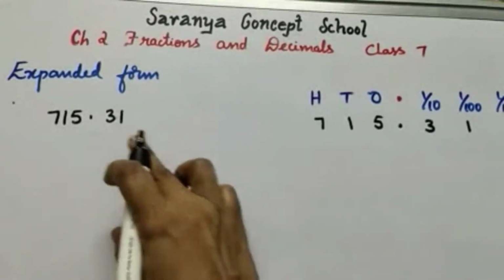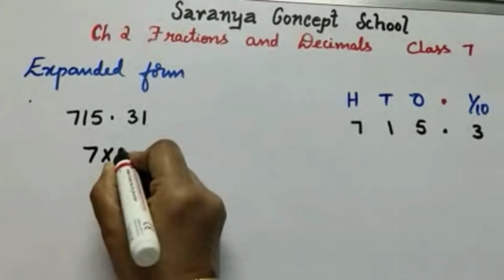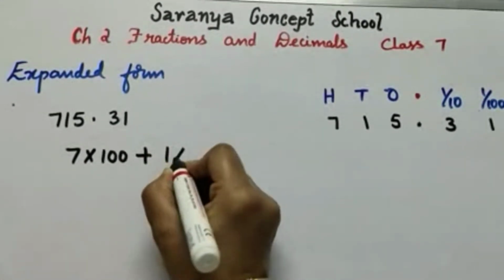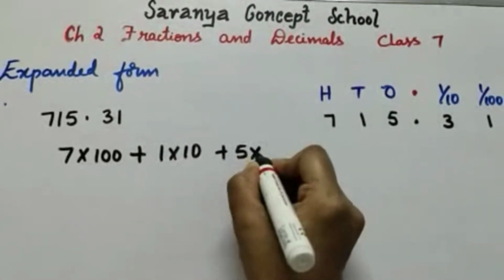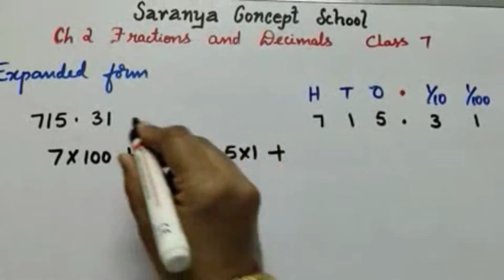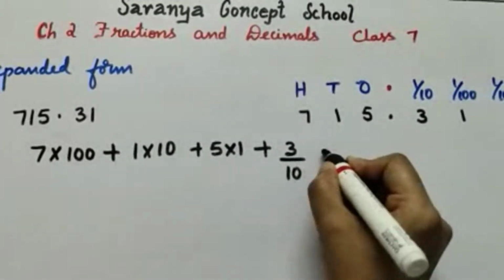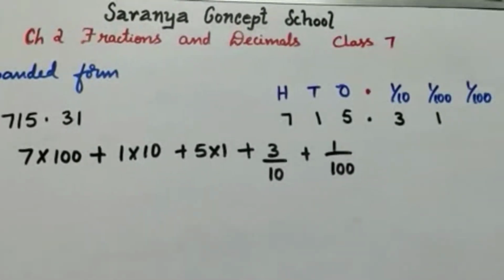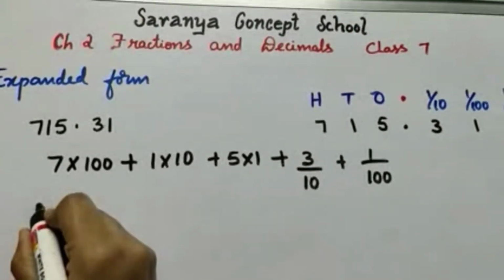So how do we write this in expanded form? As we know 7 is in hundreds place, we can write 7 into 100 plus 1 in tens place, 1 into 10 plus 5 in ones place, so 5 into 1 plus 3 is in 1 by 10th place, so you can write 3 by 10 plus 1 is in 100th place, so 1 by 100, isn't it? Now similarly, can you write for this number, children?